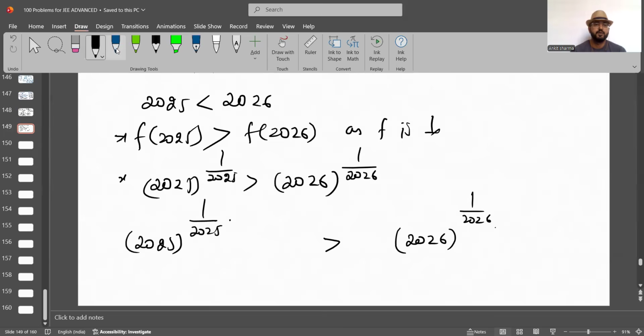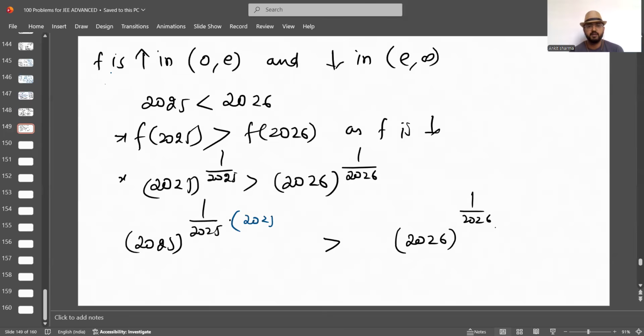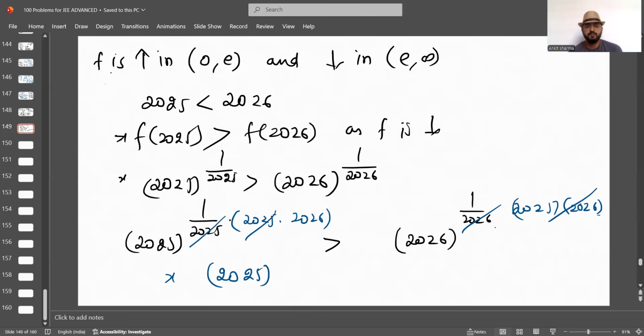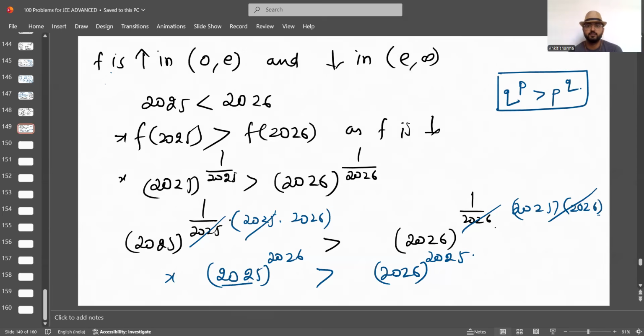Now I take the power 2025 into 2026 on both sides. For that case, this will cancel, and this will cancel. So this proves that 2025 to the power 2026 is more than 2026 to the power 2025. If I look at this, then this is my Q, and this is P. So Q to the power P is more than P to the power Q in our case. The one which is max, that's the limit, so the answer would be Q to the power P.